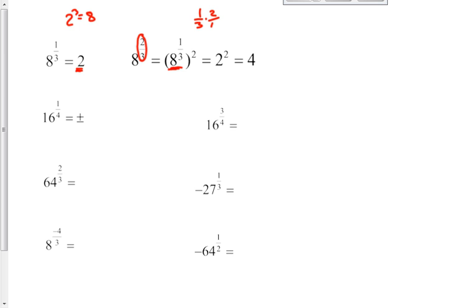16 to the 1/4, if you can remember what 16 comes from, that comes from 2. Now if you notice, I've got a plus and a minus sign here.